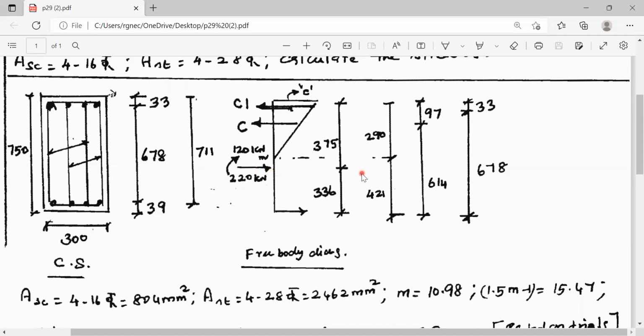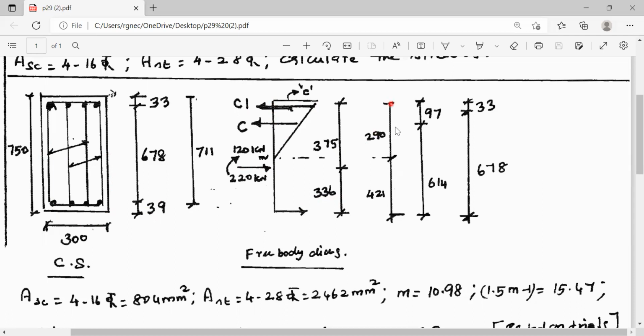Therefore, its distance with respect to the tension reinforcement is 336 mm. That is, half the depth is 375 mm. It is acting from the bottommost fiber at a distance of 375 mm. 375 minus this 39 works out to 336 mm. Therefore, 336 mm is the arm distance for this external compression, which is acting at the mid depth of the section.